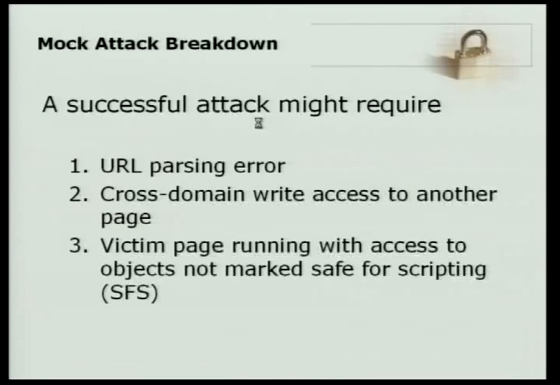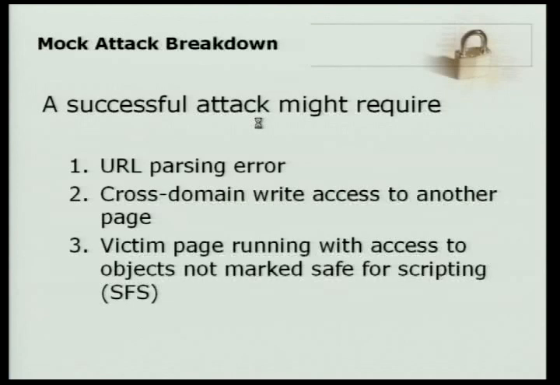So let's go back and look at some of the things that were elements of that attack. I talked about the possibility of a URL parsing error and how that was maybe one of the first steps to the attack. And then I also talked about the need to be able to inject script across domains. And finally, we talked about how that HTML that was running that local resource was going to need to run with higher privileges and have access to objects that aren't marked safe for scripting.